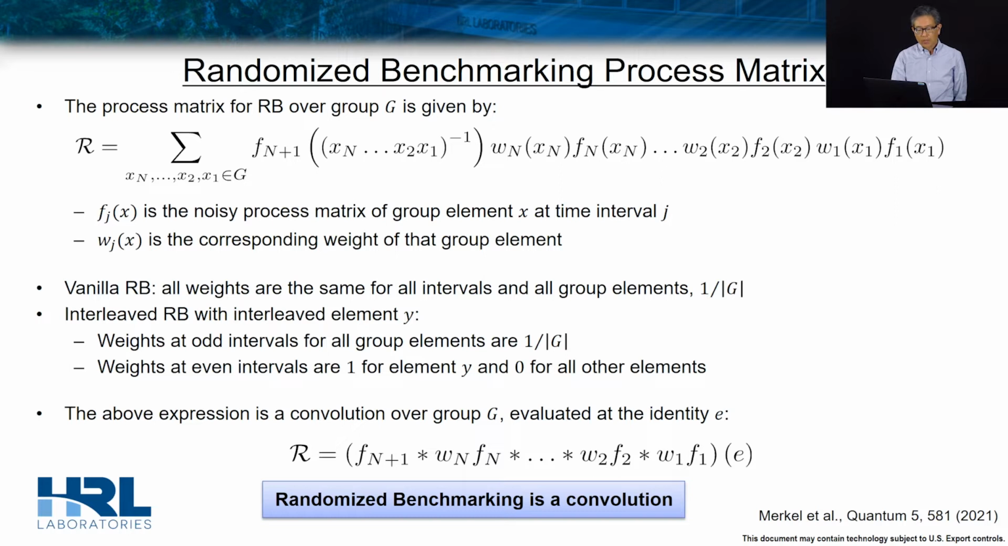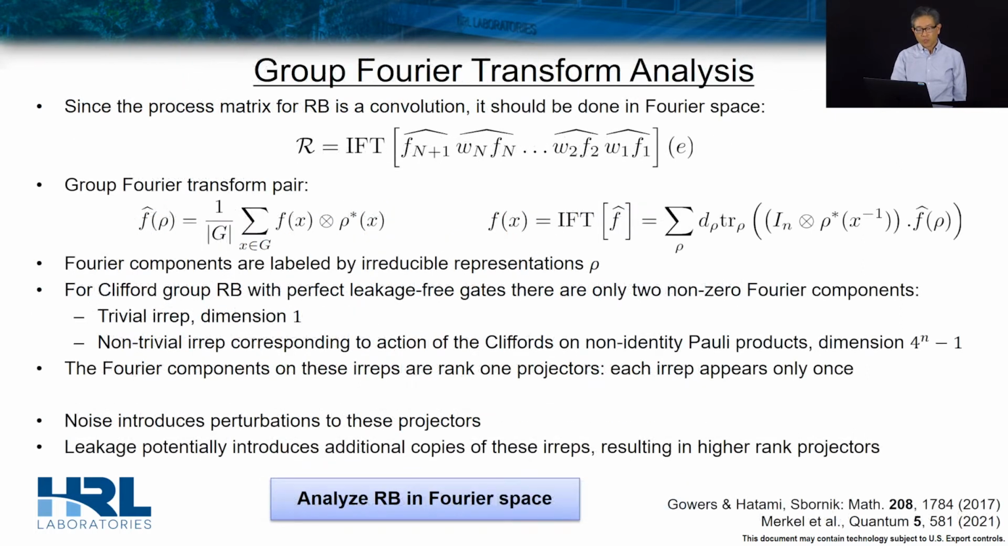If you stare at the expression long enough, you'll realize that it's just a convolution over the group. Since it's a convolution, you should do it in Fourier space. In Fourier space, it's just the product of Fourier transforms. Here's the matrix-valued Fourier transform pair.